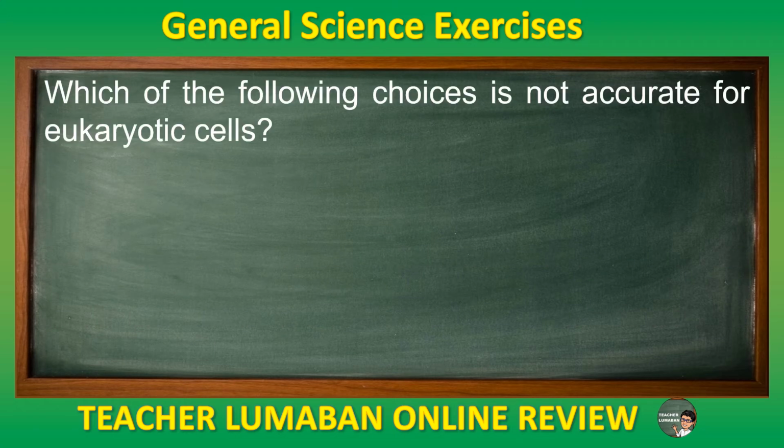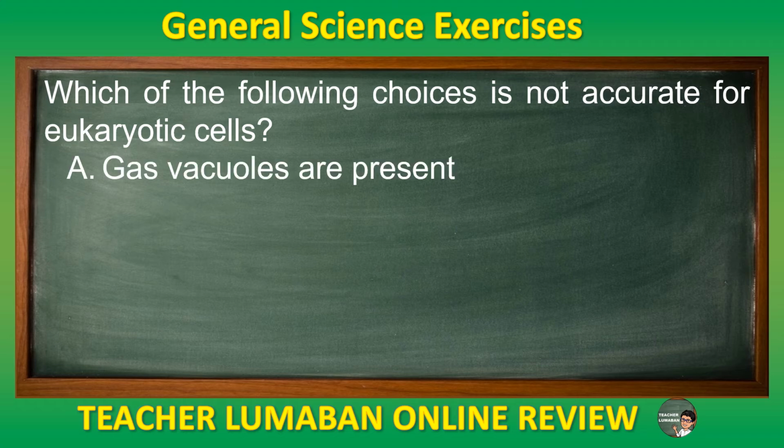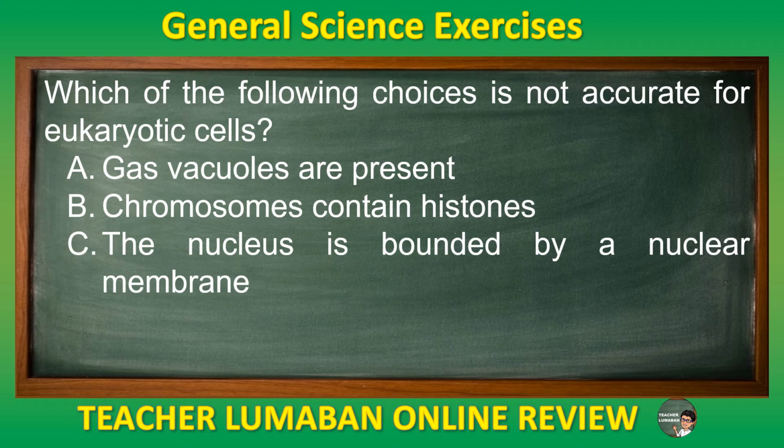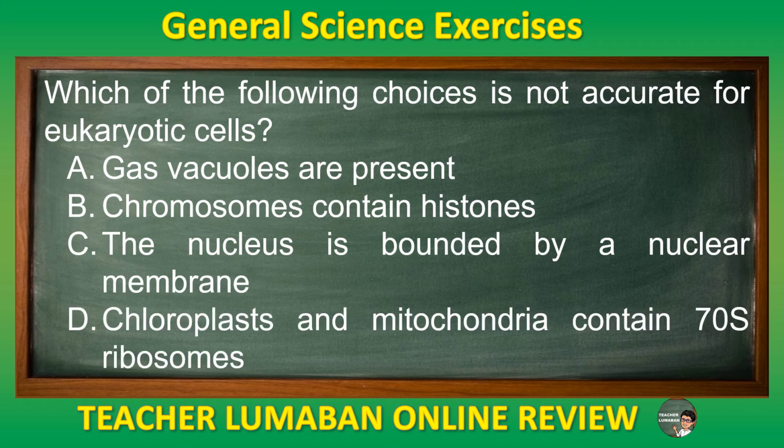Which of the following choices is not accurate for eukaryotic cells? Letter A, gas vacuoles are present. Letter B, chromosomes contain histones. Letter C, the nucleus is bounded by a nuclear membrane. Letter D, chloroplasts and mitochondria contain 70S ribosomes. Choose the suitable answer based on the given choices in 5 seconds.